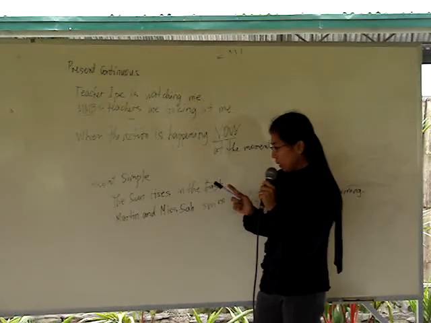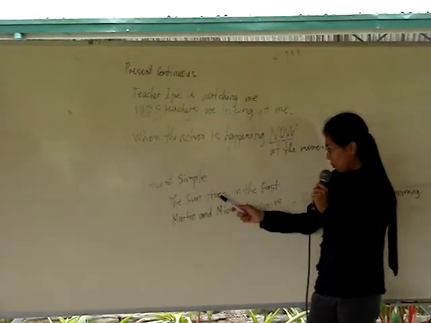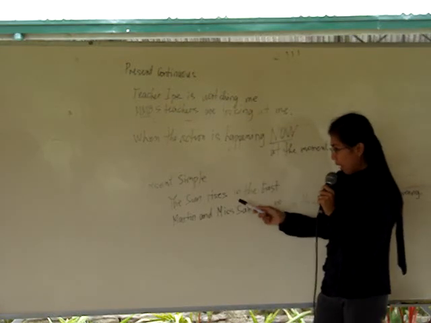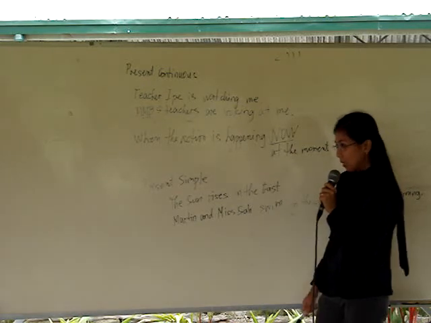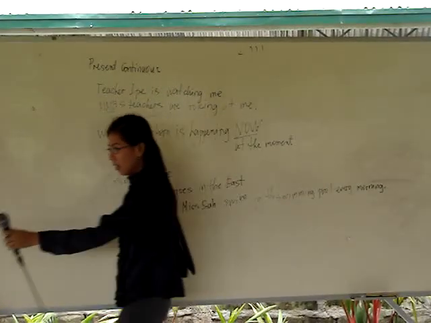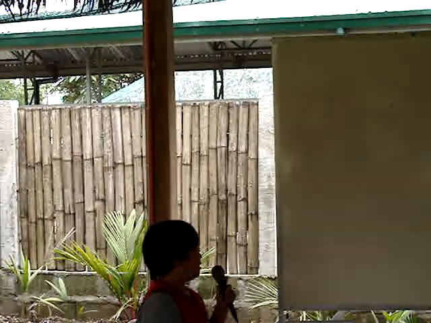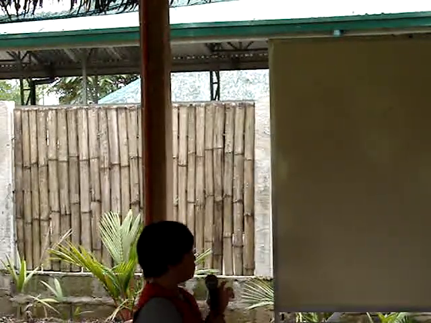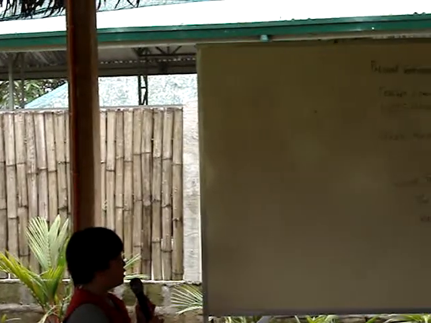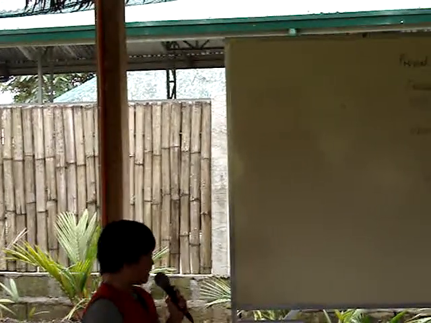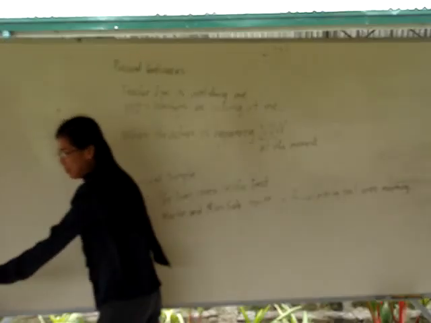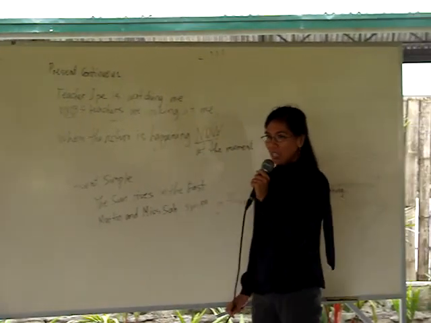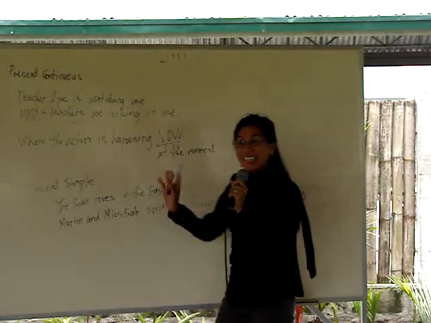Now, what do you notice about the verbs rises and swim? Why does this verb have S, but this one doesn't have S? Do you know why? Because the second one has two subjects, a plural subject, but there is one single subject, a singular subject. Okay, very good, Martin.